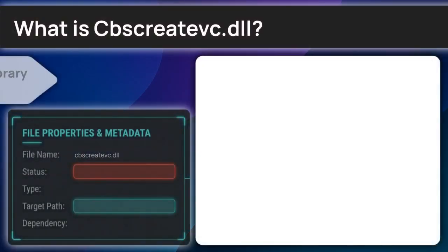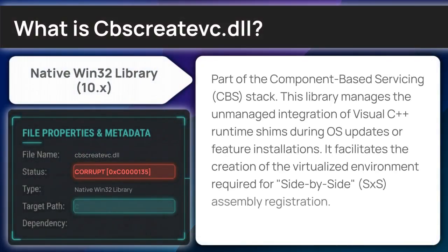This is the Cbscreatevc library, part of the component-based servicing CBS stack. This library manages the unmanaged integration of Visual C++ runtime shims during OS updates or feature installations. It facilitates the creation of the virtualized environment required for side-by-side XXS assembly registration.